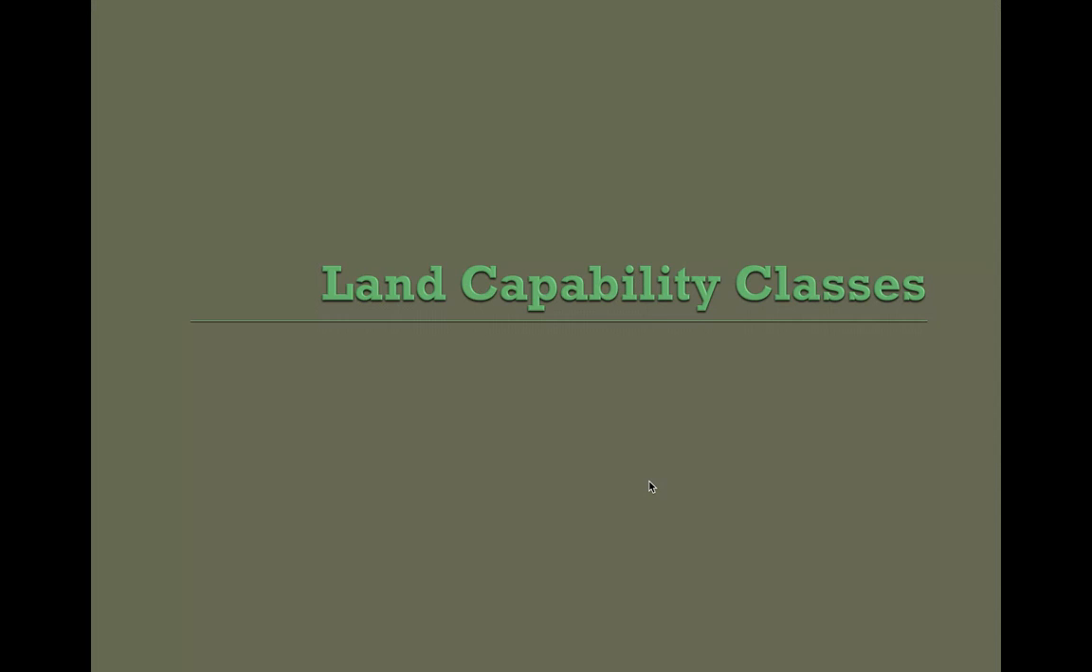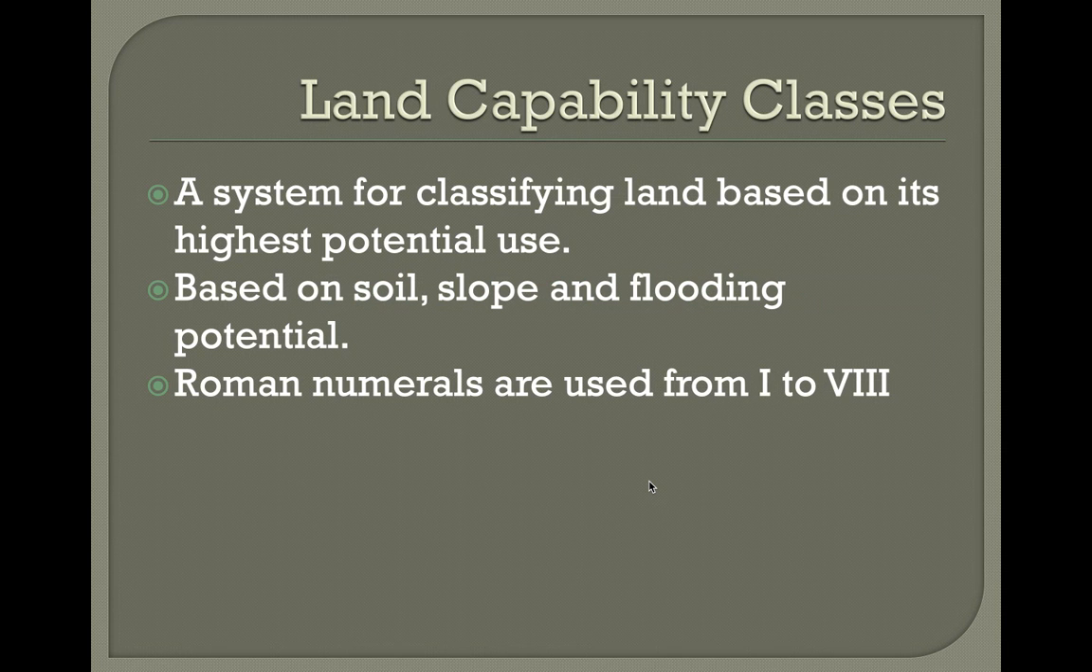Okay, last thing is land capability classes, and there are 8 different classes, and those classes tell you what you can do with the soil. What is it good for? And these are Roman numerals 1 to 8. And all this is based on all that stuff that we've looked at.